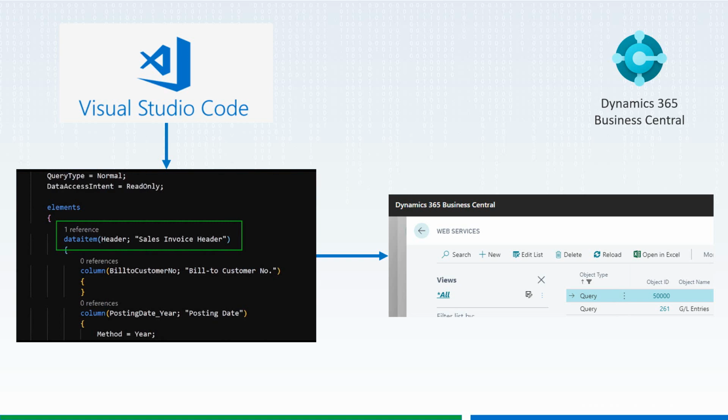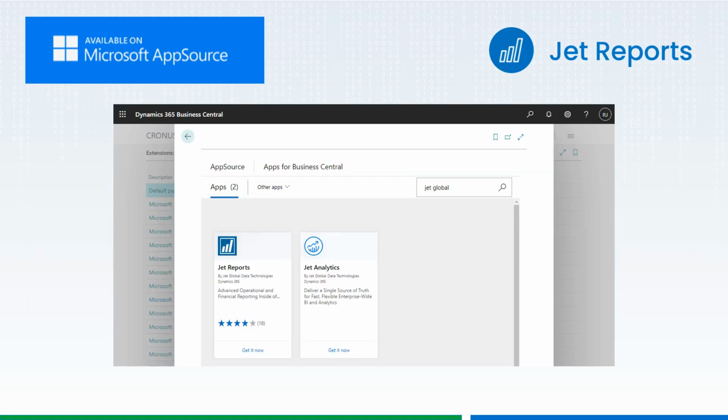Typically, it requires technical skills to write queries that are published as web services in order to get to your data. When using Jet Reports with Business Central, you can simply install a free extension from Microsoft App Source. You can then make a connection from Jet Reports, and immediately you have access to all of your tables and all of your fields in the database, and this updates dynamically as new customizations are added later.